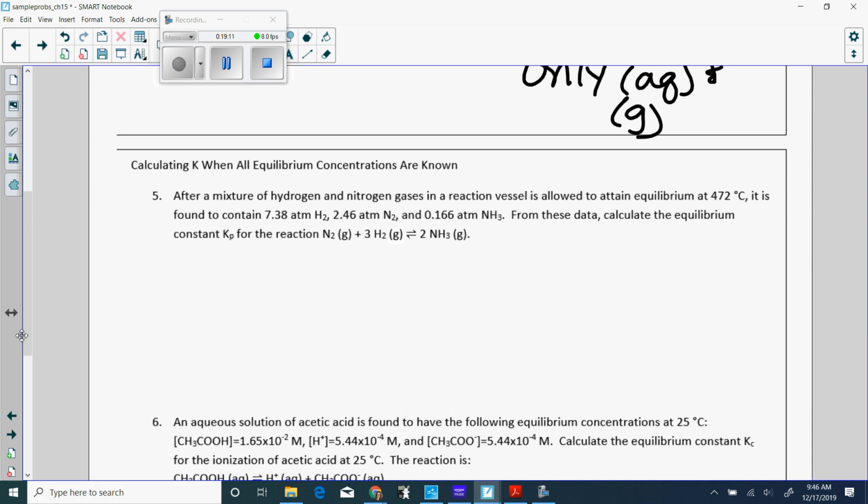After a mixture of hydrogen, nitrogen gases, this is the Haber process, is allowed to attain equilibrium. So to our eyeballs, it looks like nothing's happening, but really they're just turning back and forth into each other. Okay? They're always going to give you a temperature because temperature matters for K. We just haven't learned why yet. I have ATM, so that means I'm doing KP. P for pressure. Same game, just instead of brackets. Plug everything in and see if you can get a number. Like push buttons and get a number. Ready? Go.